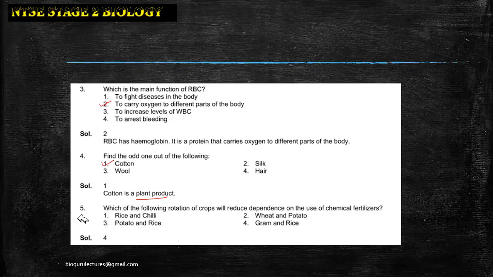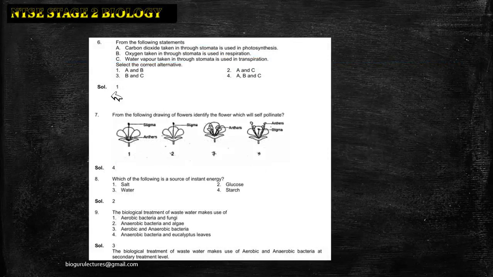And let's continue with the next question, fifth. Which of the following rotations of crops will reduce dependence on the use of chemical fertilizers? So gram and rice, because when there is gram, it's going to increase the nitrogen as it is a leguminous plant, and rice obviously is generally going to grow very well. So let's move to the next question, question 6.